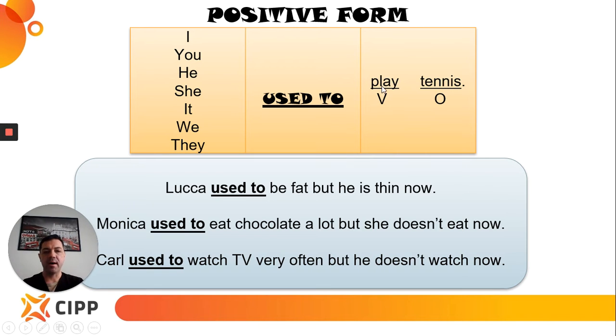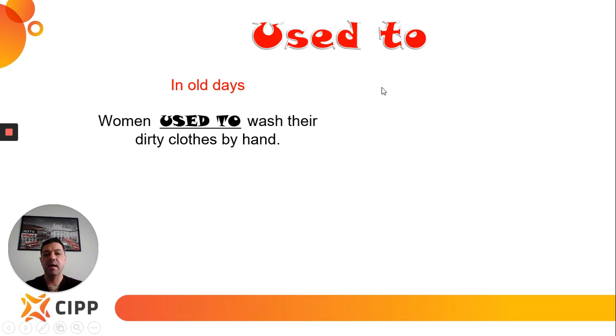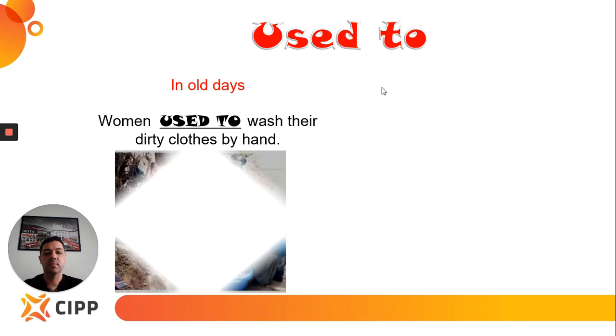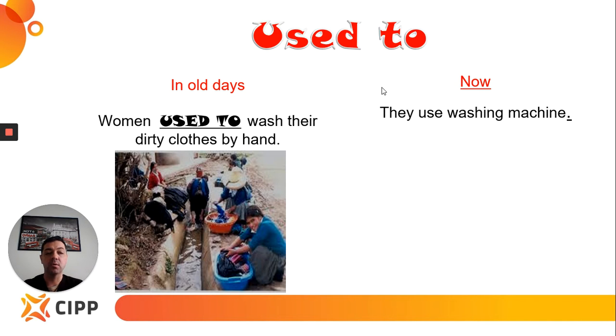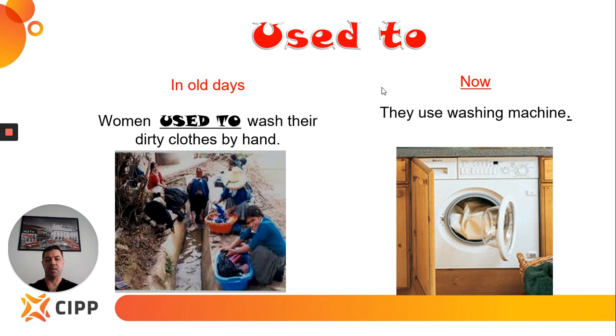What else do we have? We have the idea of old days and now. So what did they do in the past? In old days, women used to wash their dirty clothes by hand. Do they still do that? No. Now they use a washing machine. So that's the comparison between old days and now.